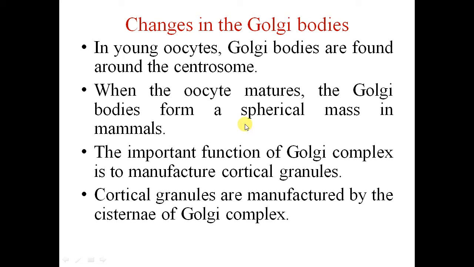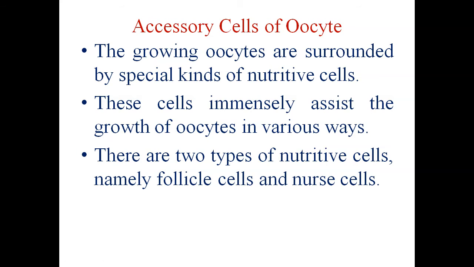Changes in the Golgi bodies. In young oocytes, the Golgi bodies are found around the centrosomes. When the oocyte matures, the Golgi bodies form a spherical mass in the mammals. The important function of the Golgi complex, a very important point, is to manufacture cortical granules. Cortical granules are manufactured by the Golgi complex.